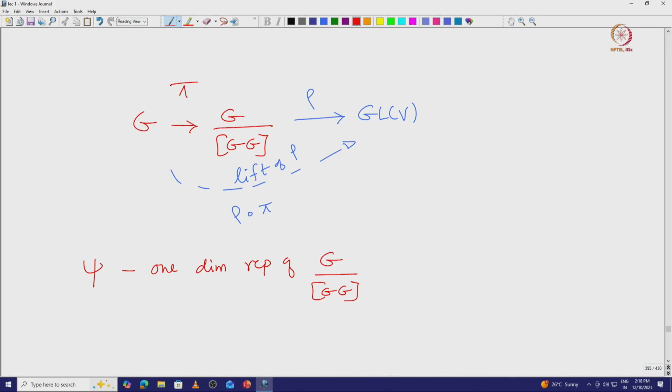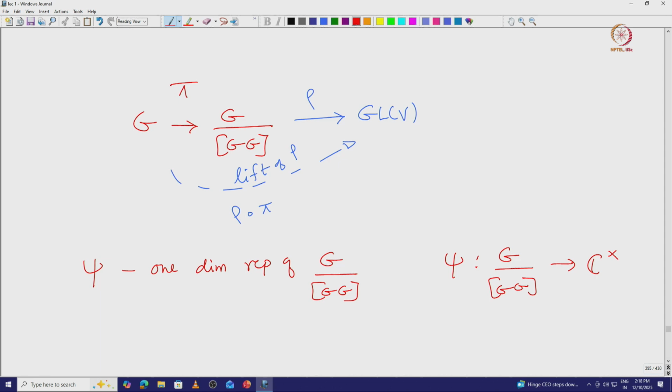So, any irreducible representation must be one dimensional. So, we can just simply take this xi. Then this is going to be a group homomorphism from G modulo bracket GG to C cross. So, this is what we get.